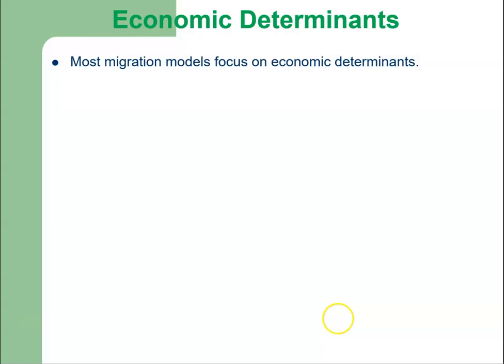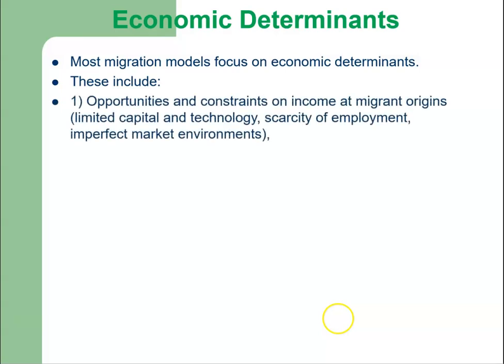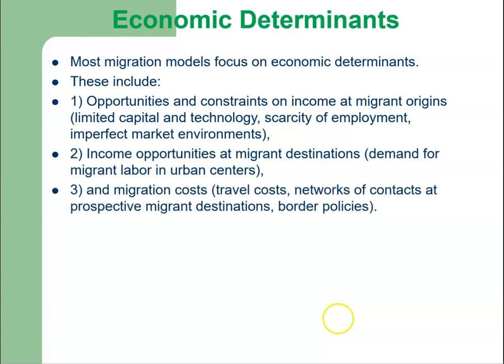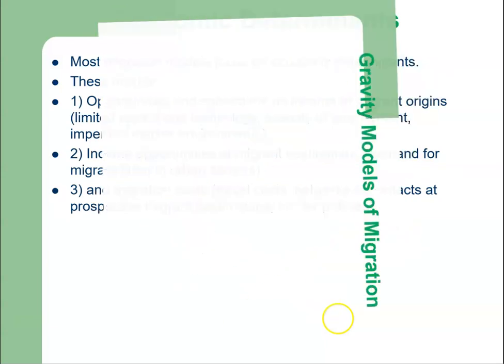Most migration models focus on economic determinants, and these economic determinants may include, for example, opportunities and constraints on income at migrant origins, for example, limited capital and technology, scarcity of employment, imperfect market environments, and so on. Another reason could be income opportunities at the migrant destination, where the demand for migrant labor in urban centers is higher as compared to the demand for labor in the rural or informal sectors. There may also be migration costs that include travel costs, network of contacts at prospective migrant destinations, border policies, and so on.